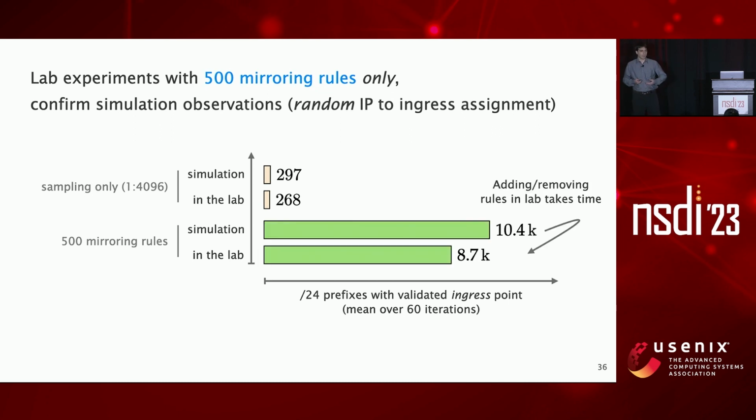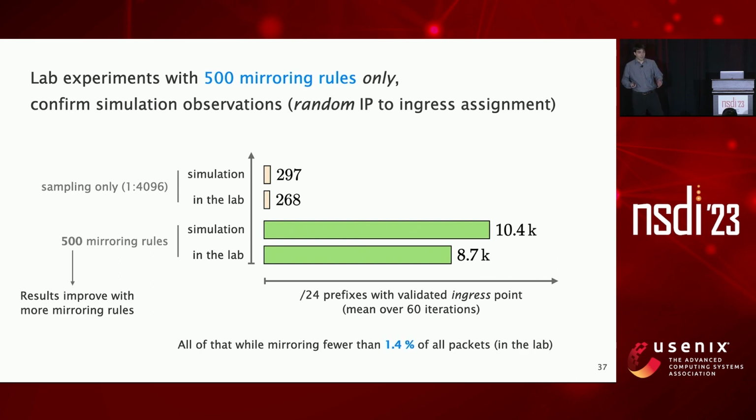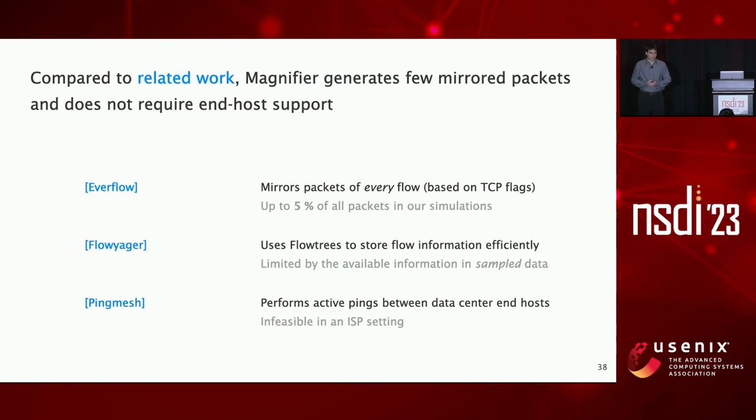Allowing Magnifier to add up to 500 megarules greatly increases the amount of /24 subnets for which we had a validated ingress point. But the number is lower in the lab because it takes us more time to add and remove the rules compared to the perfect setting in the simulation. So note that with more mirroring rules, obviously we could increase these results even more. And during all these experiments, we never mirrored more than 1.4% of all the traffic, often much less. And in fact, in the paper, we do a direct comparison with another mirroring-based system called Everflow that could give some similar insights, which in our simulations generated more mirror traffic.